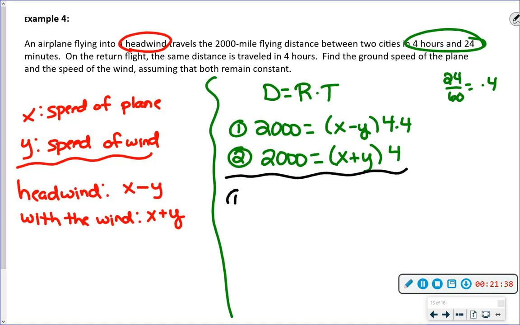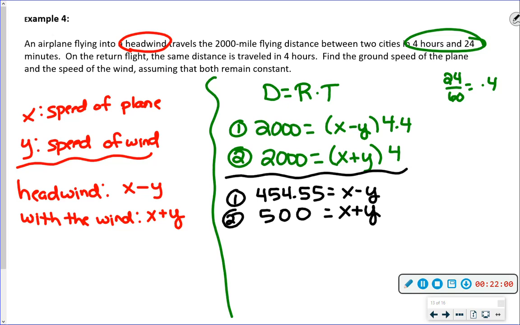If I divide 2,000 by 4.4, I punched it in earlier, it's about 454.55. So I just divided that off. I divided 4 off too. I didn't need my calculator for that one. Okay, and now there's our equations, boring, substitution. Let's solve them. Do you want to solve the top one for x or y? They're both easy. Let's do the top one for x and plug it in the bottom.